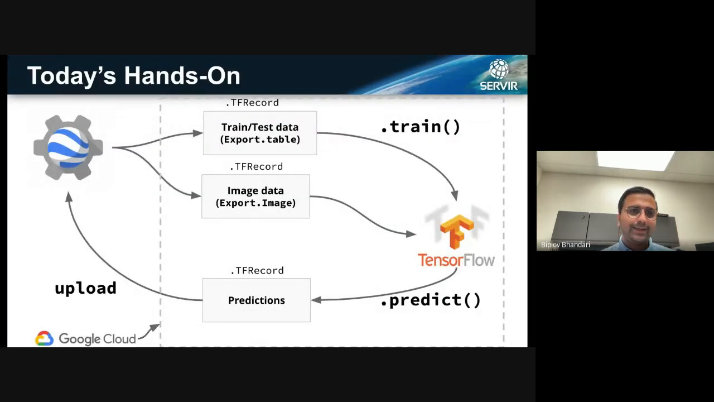Okay, for today's hands-on, I have a notebook ready. For today's hands-on, we'll be extracting our data from Google Earth Engine. The team showed us many of those data pre-processing steps yesterday. We'll leverage many of the datasets that are already prepared, and then within a Google Cloud or TensorFlow environment, we'll train that model. Once we train that model, we'll predict the output from the model, and then we'll upload those results back into Earth Engine for visualization purposes.